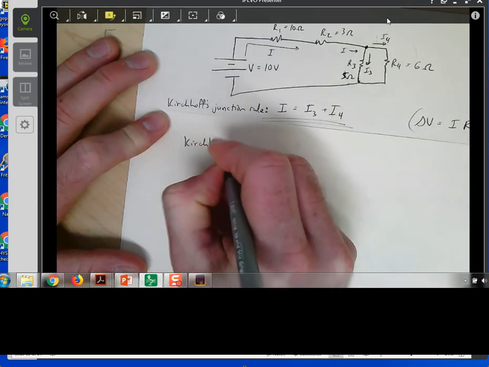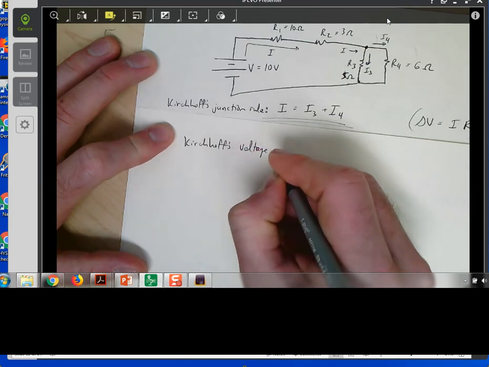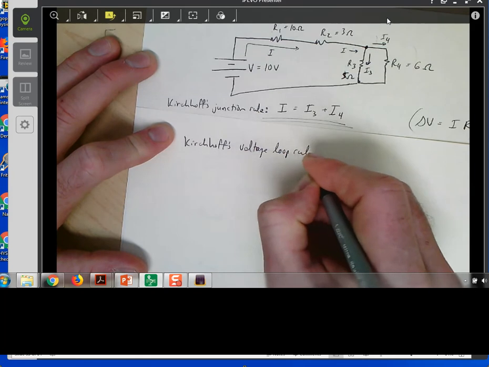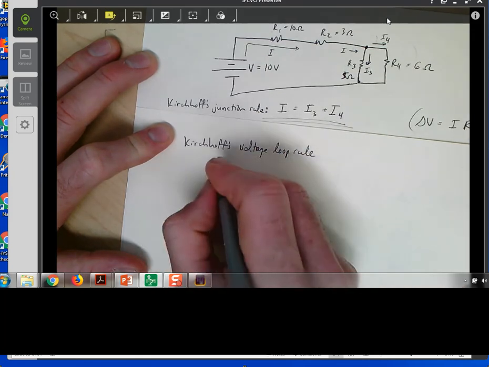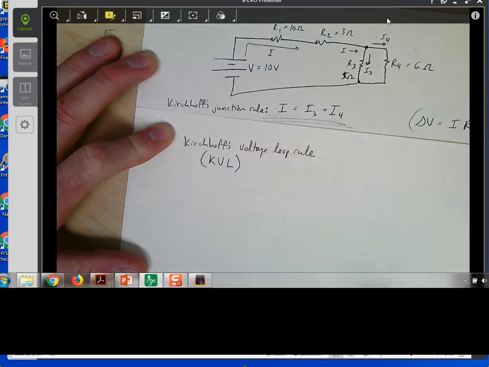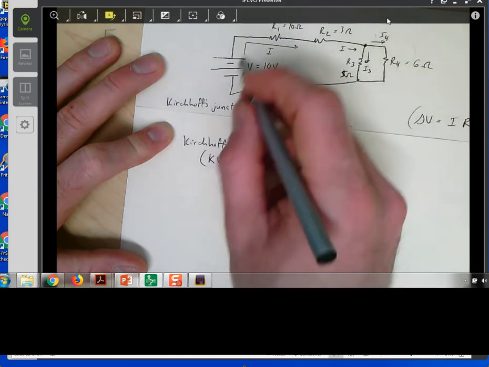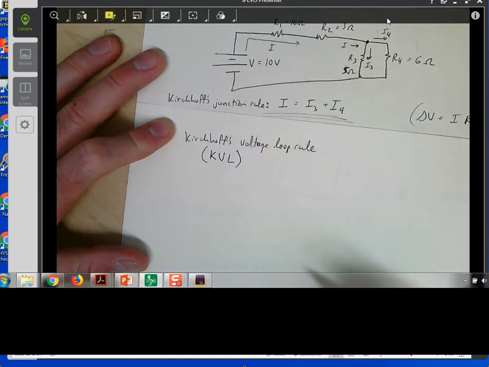Kirchhoff's voltage loop rule. You'll sometimes hear me refer to this as KVL. So in this case, we can pick a direction, go around a circle here, and make an equation that involves the things that we need.